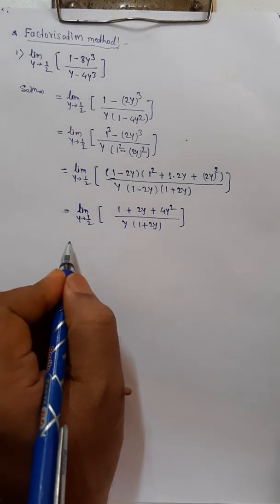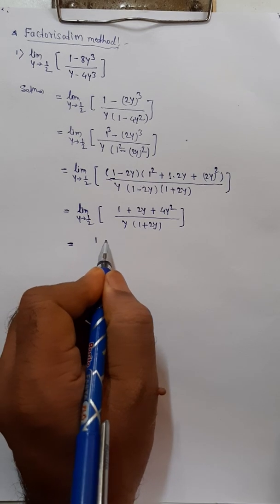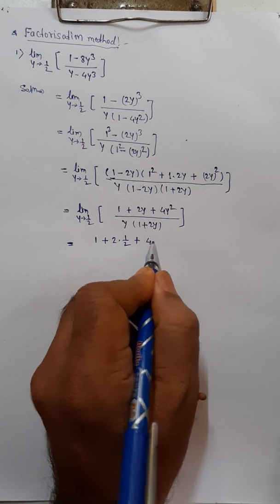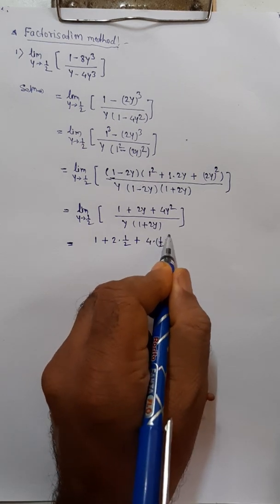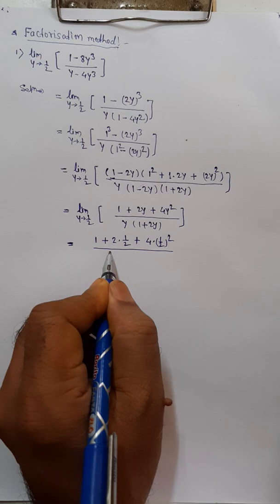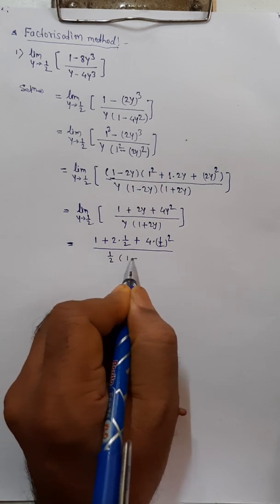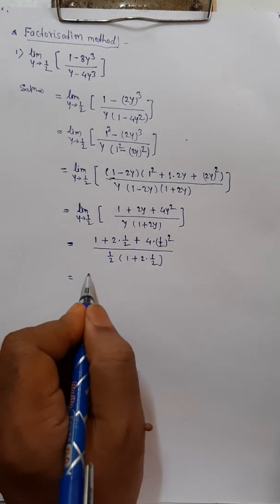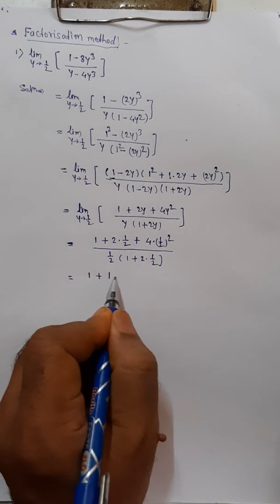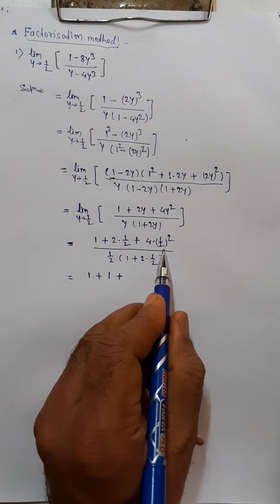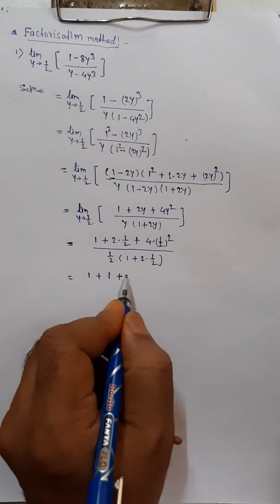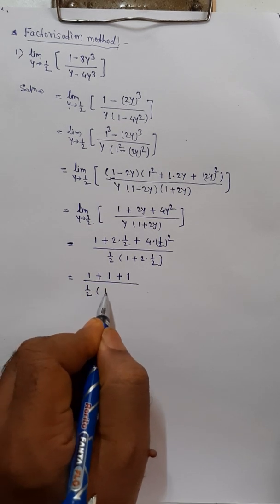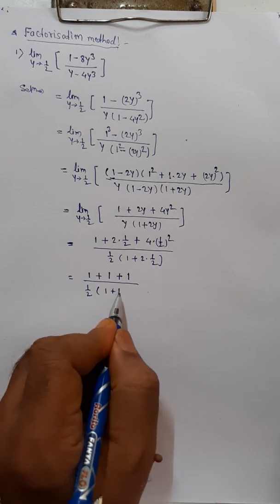Now take the limit, replace y by 1 by 2. So 1 constant plus 2 into 1 by 2 plus 4 into (1 by 2) square divided by y means 1 by 2, into (1 plus 2 into 1 by 2). So it is equal to, simplify, 1 plus 2 cancel, we get 1 plus 1 by 2 square means 1 by 4, and this 4 cancel, we get 1 here. In denominator 1 by 2 in bracket 1 plus 2 to cancel, we get 1 here.